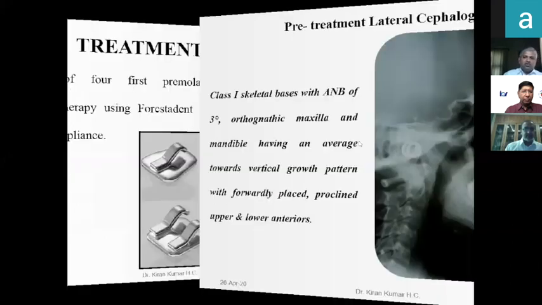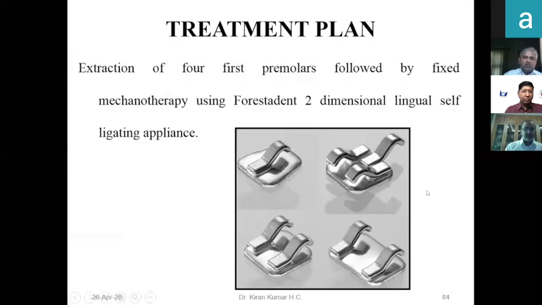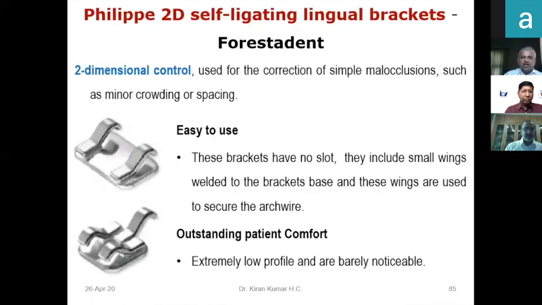Extraction of the four first premolars followed by fixed mechanotherapy using a first-generation two-dimensional lingual self-ligating appliance. It is used for the correction of simple malocclusions such as minor crowding or spacing. It is easy to use because these brackets have no slot. They include small wings welded to the bracket base, and these wings are used to secure the archwire. Outstanding patient comfort, extremely low profile, and barely noticeable.